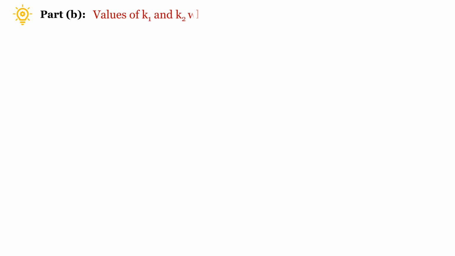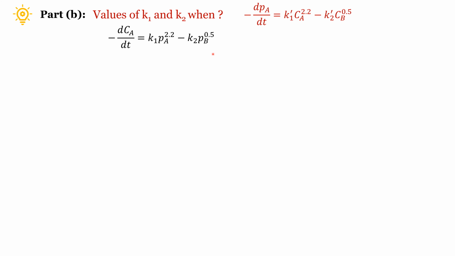So in part B we need to find the values of K1 and K2 when the initial equation is expressed in this term. First of all, how can we get this final equation from the initial equation? This is our initial equation, and using the simple ideal gas equation we can get the final form.